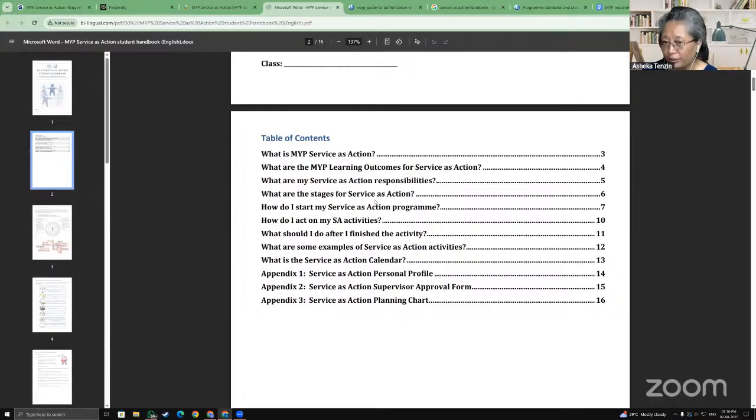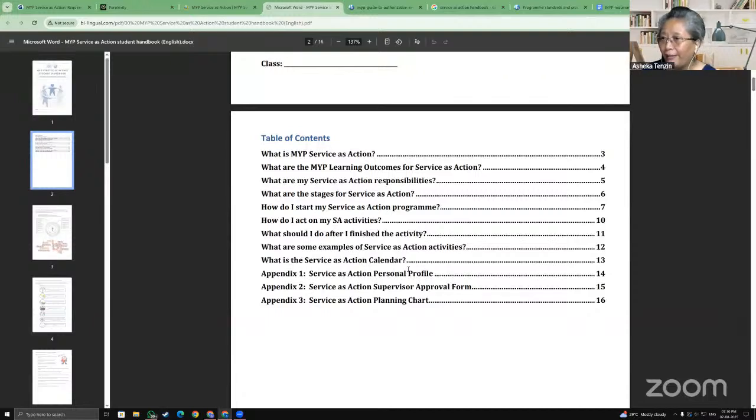What are the stages for service as action? How do I start my service as action program? How do I act on my service as action activities? What should I do after I finish the activity? What are some examples of service as action activities? What is the service as action calendar? This school has created a service as action calendar.